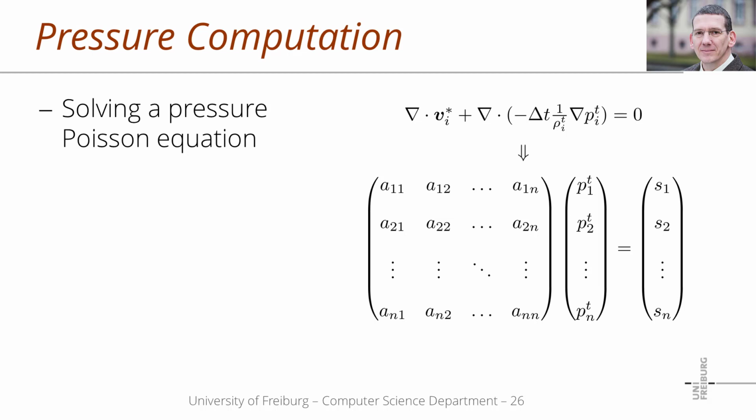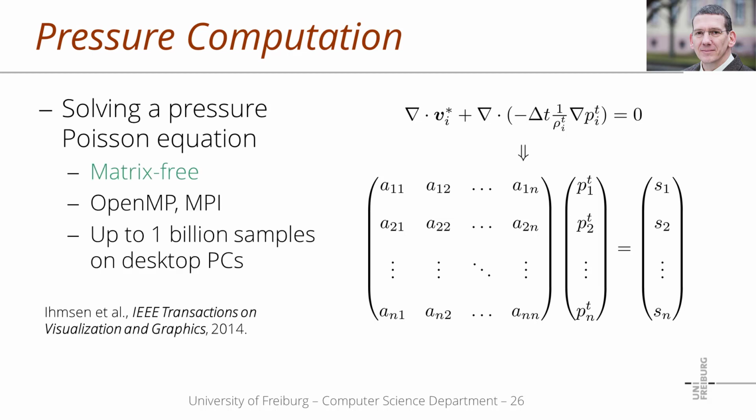The system is sparse, but nevertheless the system is big. If we have 1 billion samples in a simulation, then we have 1 billion unknown pressure values in this system. And we have to solve this system in each simulation step. Here in this context, our research focuses on the implementation of solvers, and in particular we are interested in implementing matrix-free solvers. So we do not want to represent matrices or sparse matrices, and we are interested in parallelizable implementations.